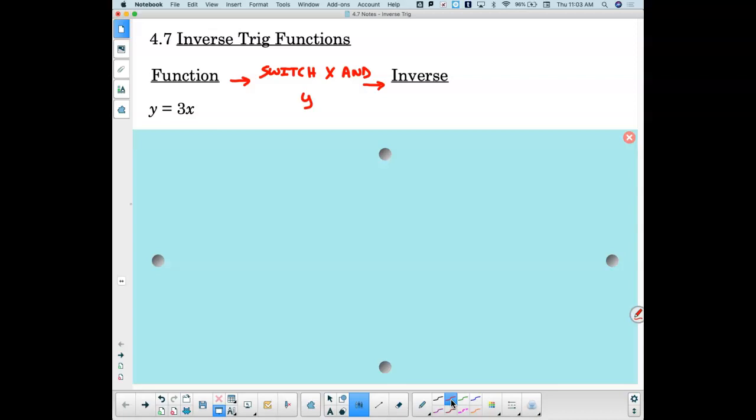Okay. So if I have the linear function y equals 3x, a line that goes through the origin with a slope of 3, the inverse function of that would be x equals 3y, or more simply, y equals x divided by 3.